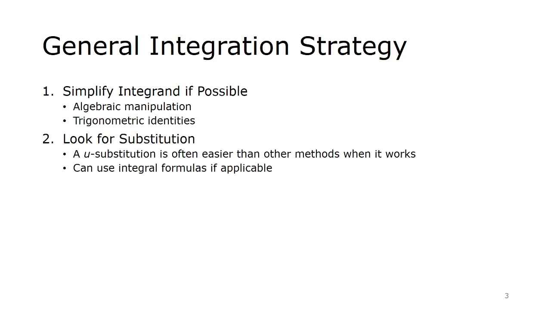If you're still not sure what to do, think about a u substitution or some other kind of substitution. If you can, a u substitution is generally quicker, so that's a good thing to look for first. If not, you can think about some integral formulas, if any apply, like the one we mentioned for tangent or secant, or the other ones that you may be familiar with from Calc 1.